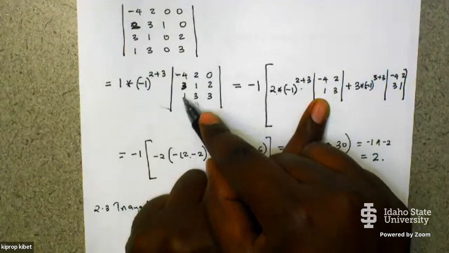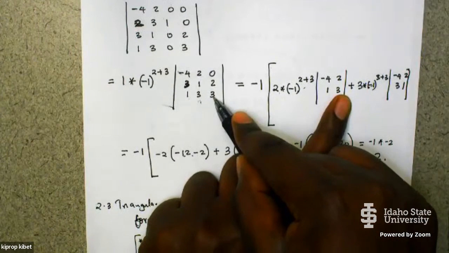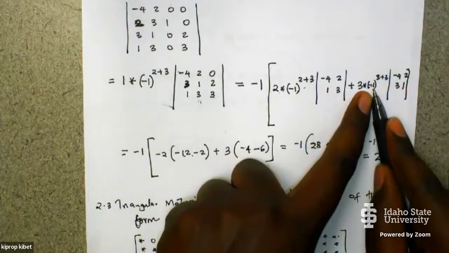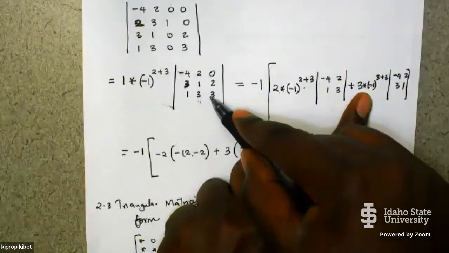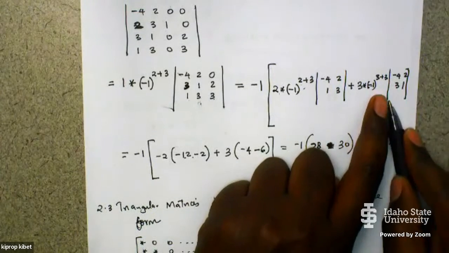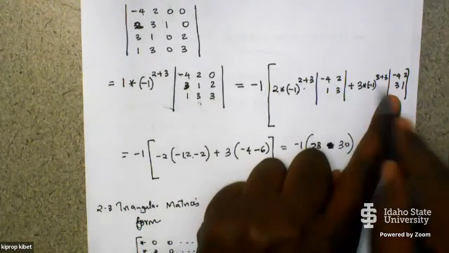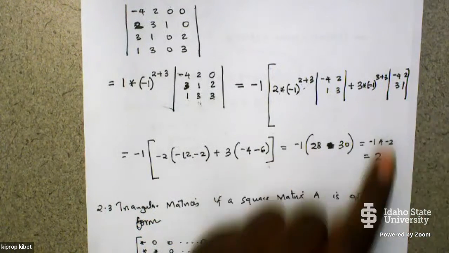Okay. So we deleted this and this. So it remains -4, 2, 1, and 3. That is why we have this. Plus, we come to this one: 3 multiplied by -1. We deleted the third row and the third column. So 3 plus 3 here. And then what remains, we deleted this and that: -4, 2, 3, and 1. Okay, so pretty much you repeated the same thing because you did both row positions of the third column.